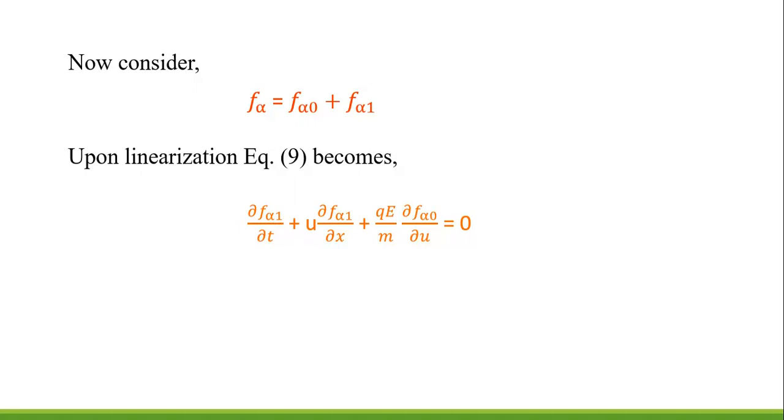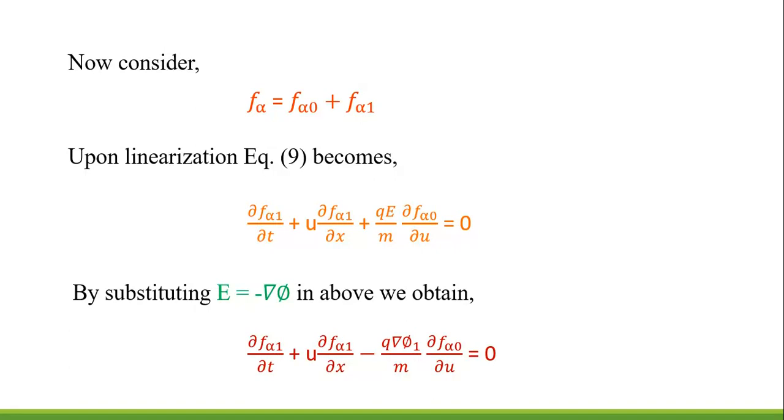Here u will be the equilibrium velocity, because f alpha 1 is the perturbed distribution function, so otherwise this term would be a non-linear term. And since for f alpha naught we have used the equilibrium distribution function, the electric field E will be the perturbed or oscillating one. Also, you know that we can write E, the electrostatic field, as minus del phi. Substituting this over here, we have the linearized velocity equation for the electrostatic potential phi 1.